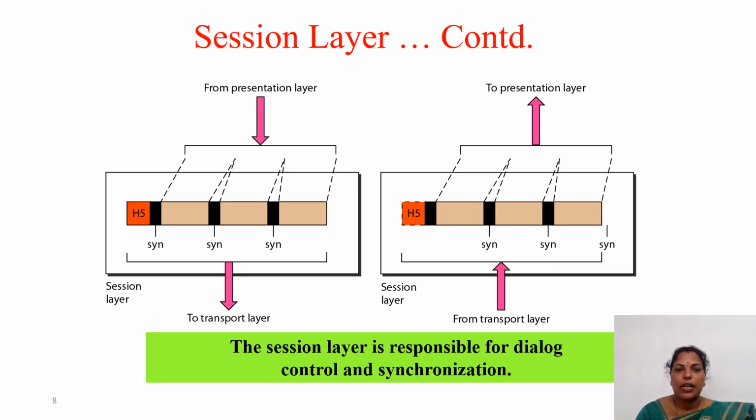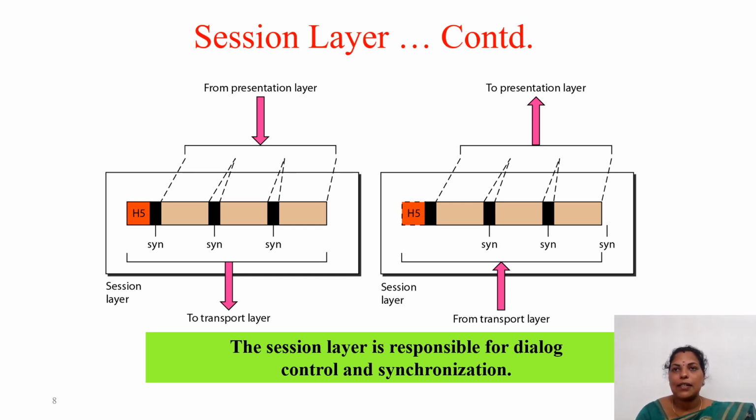So this is the pictorial representation of the session layer. The presentation layer is getting the services of the session layer. So here some synchronization points are set. Here data plus header, but some synchronization points are set. Why are synchronization points set?